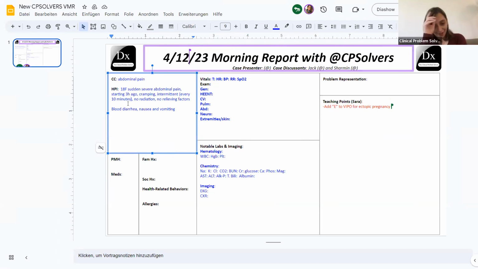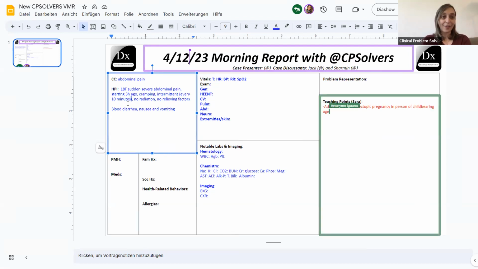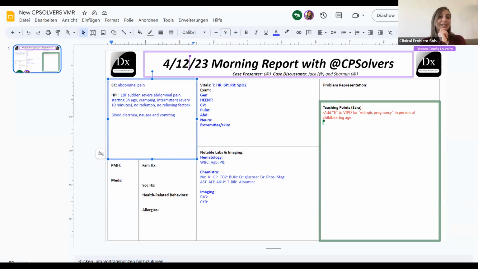Oh, yeah, no, I love that. I love starting with the must-not-miss diagnoses, and I love the VIPO framework with the ectopic pregnancy for any woman, as you mentioned. I think that's such a great way of thinking about it. And I think the cramping nature of the abdominal pain is quite interesting. Pregnancy, menses, those pelvic organs can also have the cramping nature to it. And as you mentioned, setting that aside and focusing on the bloody diarrhea.